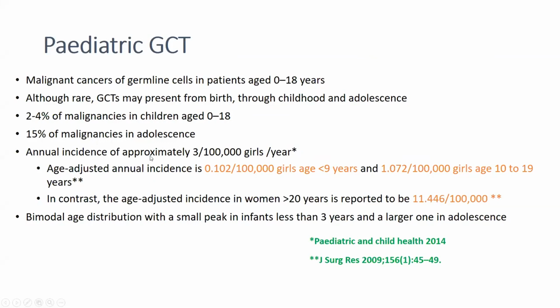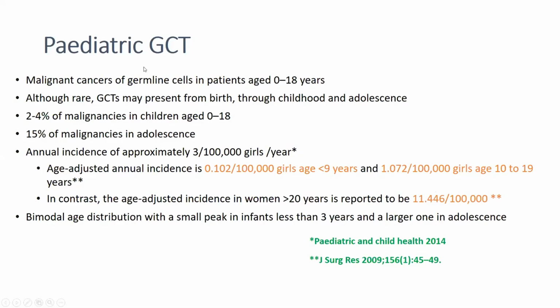Overall, the incidence in children is approximately 3 per 100,000 girls per year. If we look at the age-adjusted annual incidence, it is 0.1 per 100,000 girls in the age less than 9 years, and close to 1 in the age group of 10 to 19 years. But in women more than 20 years, the incidence is quite high, reaching up to 11 cases per 100,000 per year. So these tumors have a bimodal distribution: a small peak in infants, and a larger peak seen in adults.